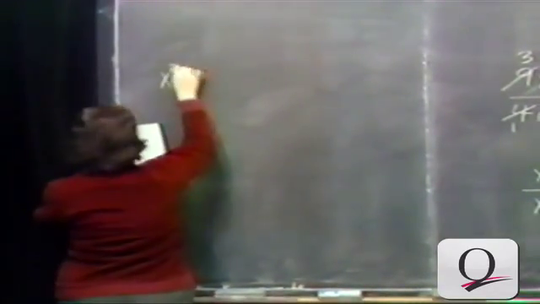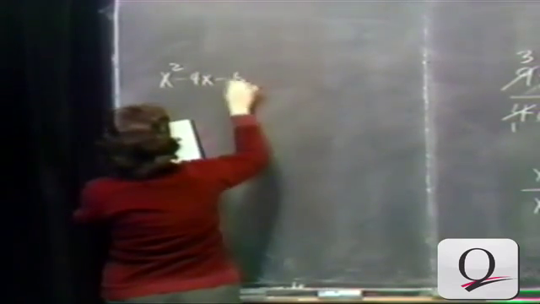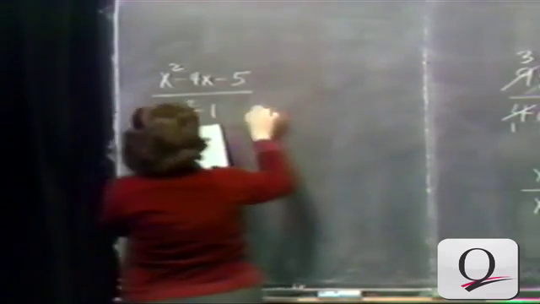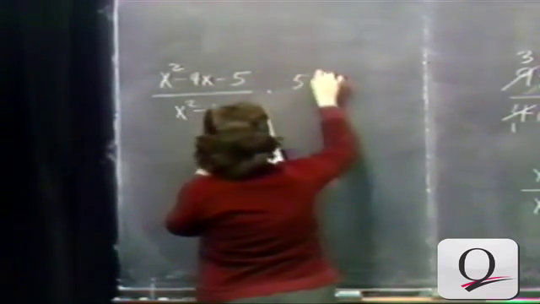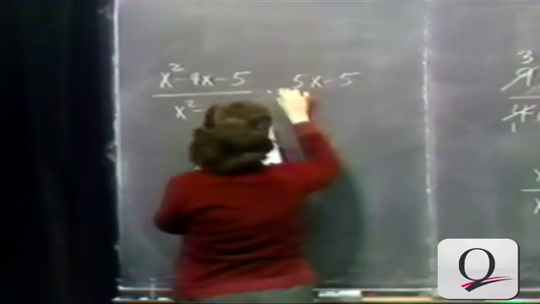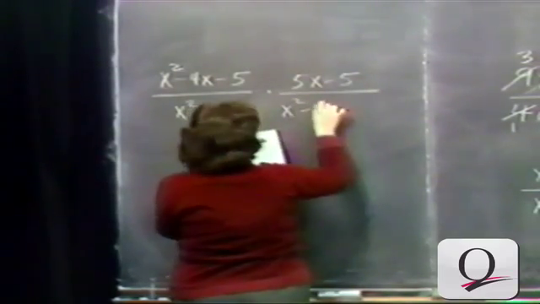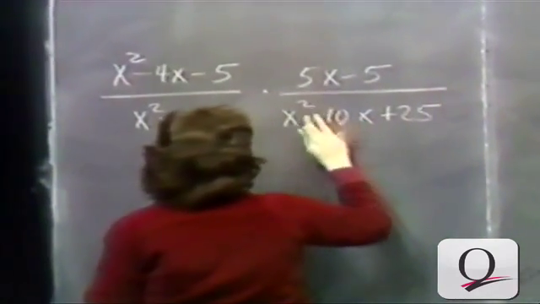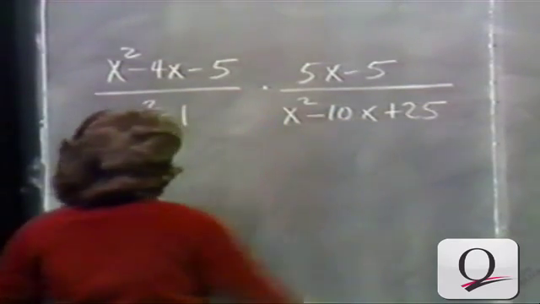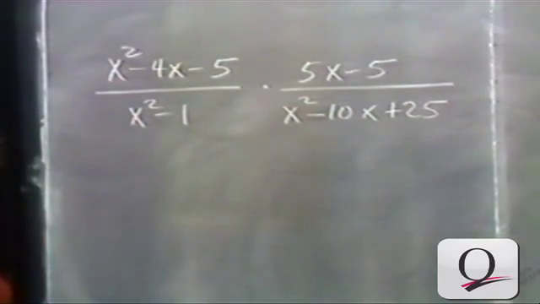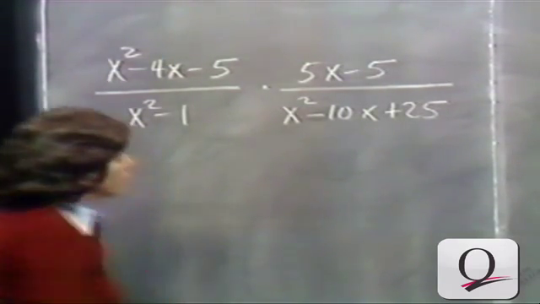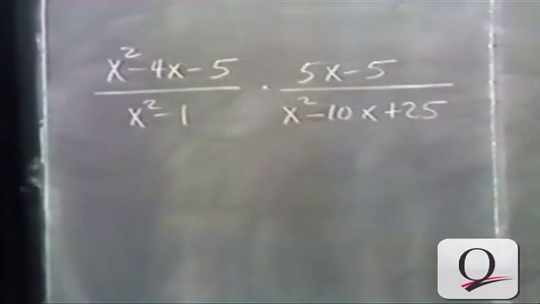Okay, let's try another example. We want to multiply x squared minus 4x minus 5 over x squared minus 1 times 5x minus 5 over x squared minus 10x plus 25. We're going to factor each of the numerators and denominators completely, and we're then going to look for factors in common that we can cancel out. If you'd like to try this problem on your own, you can shut off the videotape machine and come back to me to check your answer.